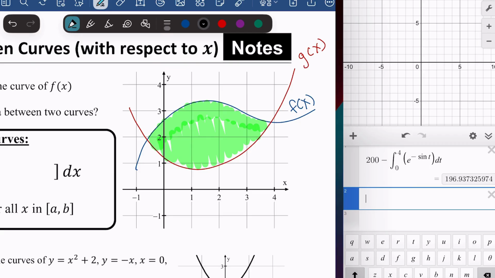In order to find this area, you're going to have to also find where the two functions intersect. So you'll need the intersection here, and you'll need the intersection here, and those are going to become your bounds for your integral.